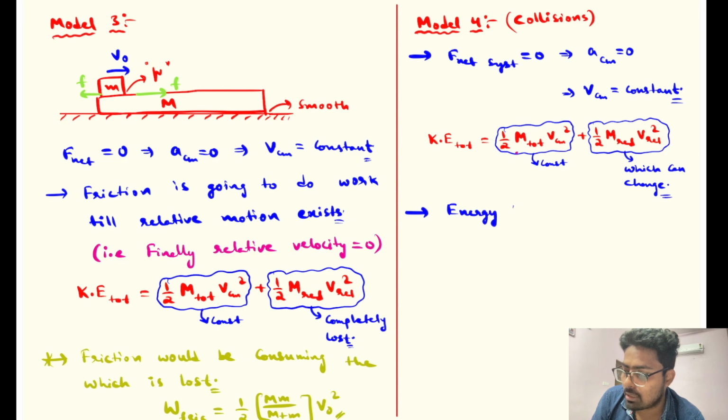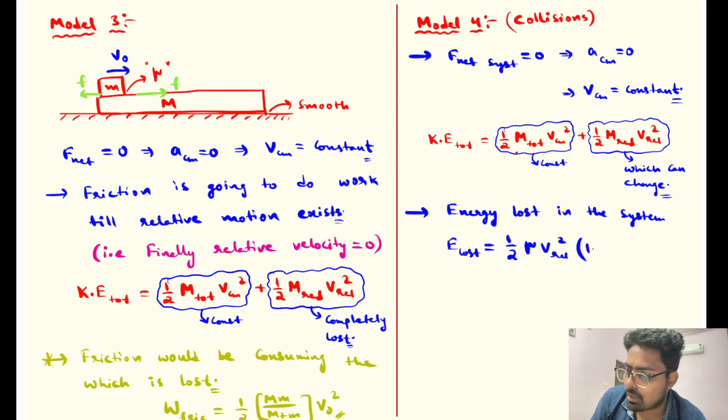That is energy lost in the system. Energy lost in the system is simply given as what? E lost can be simply given as half mu into v relative square into 1 minus mu square, or 1 minus mu. I didn't remember the formula actually. You guys can derive it. The formula will be something like this.